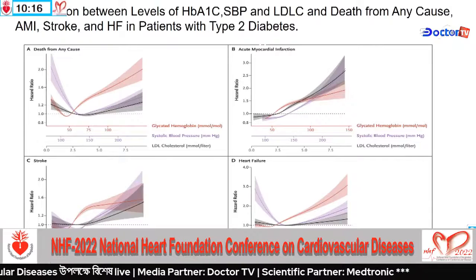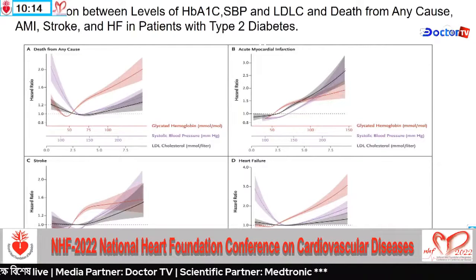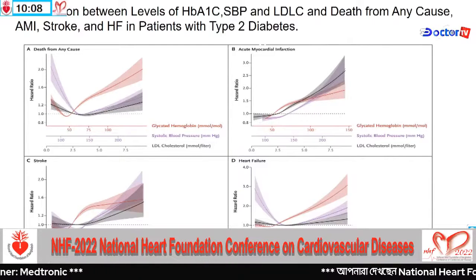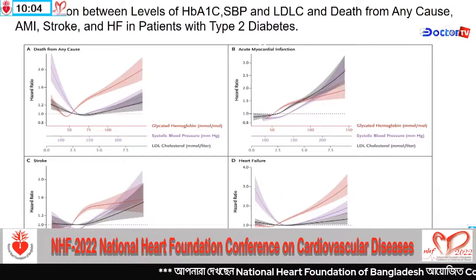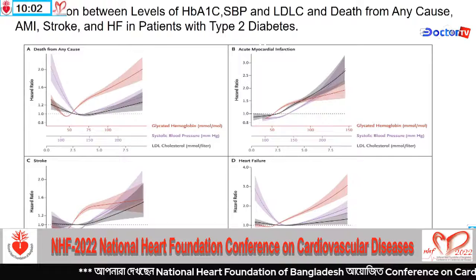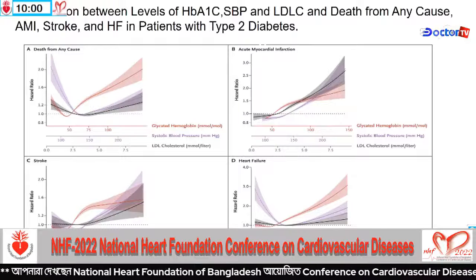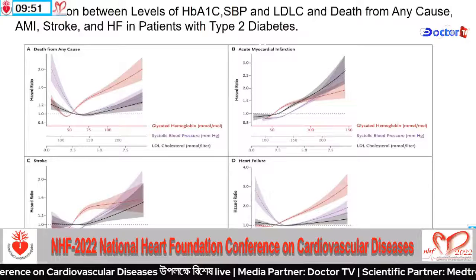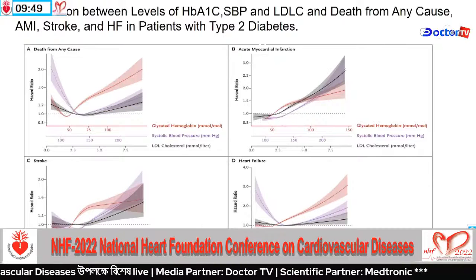That hazard ratio is much higher than if we compare with LDL cholesterol and systolic blood pressure. The same goes for acute myocardial infarction, heart failure, and stroke. These are the four major causes of mortality globally, and diabetes is the major factor making us prey to these life events.